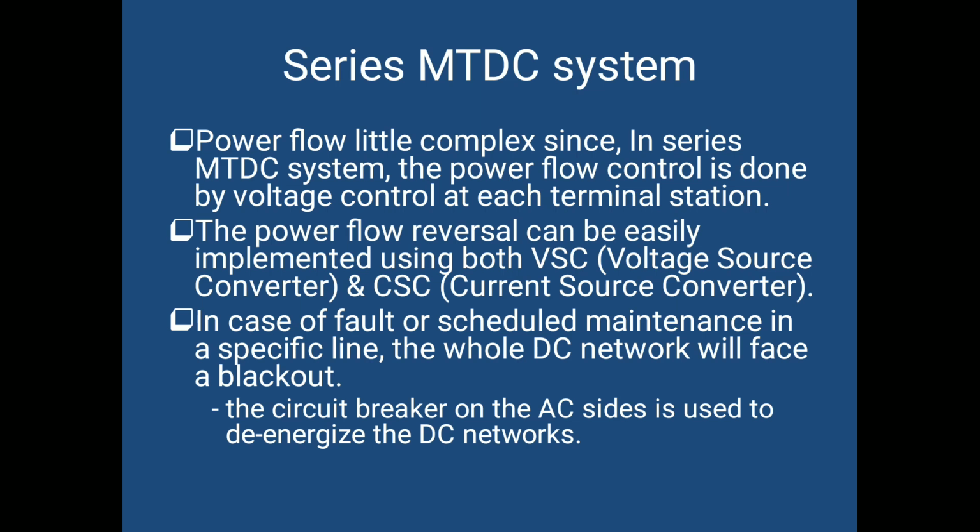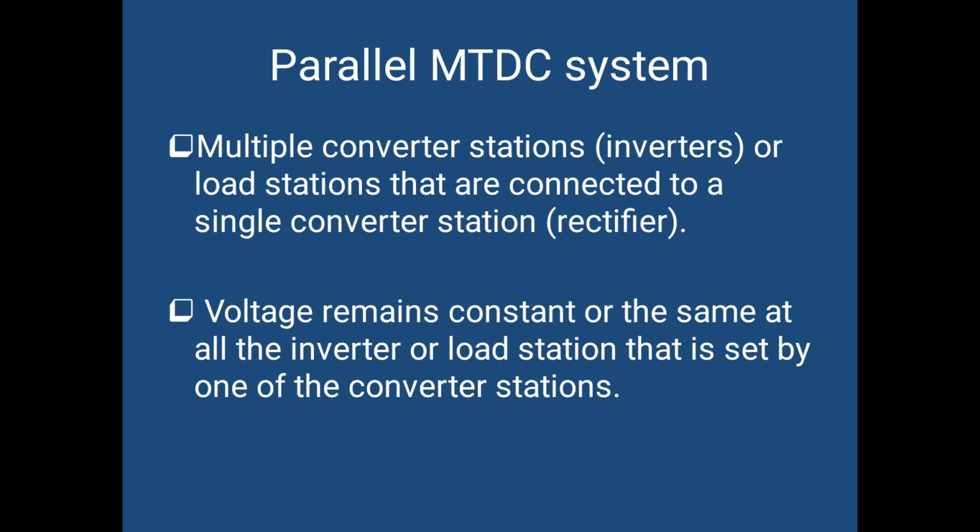So let us see about parallel MTDC systems. In the parallel MTDC systems, there are multiple converter stations or load stations that are connected to a single converter station that supplies power to the whole DC network. Just like a parallel circuit, the voltage remains constant, or the same, at all inverter or load stations, which is set by one of the converter stations.